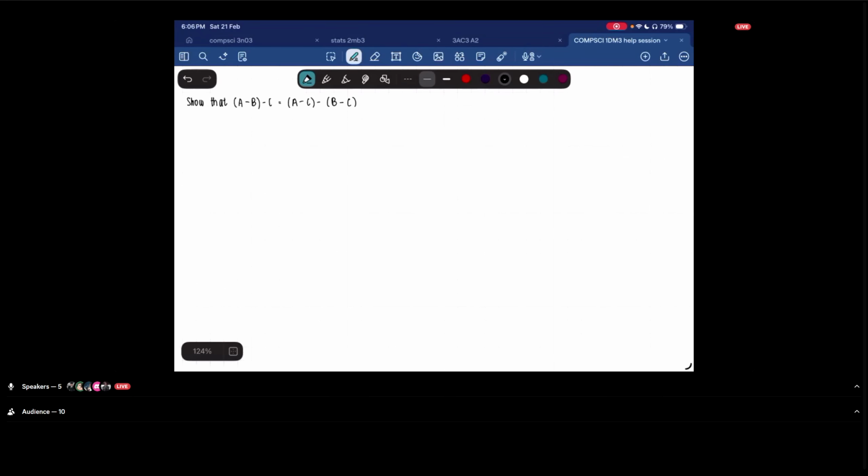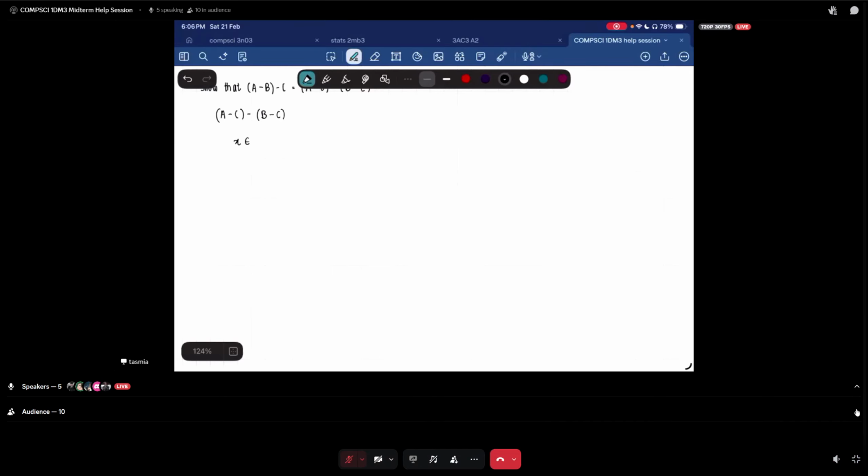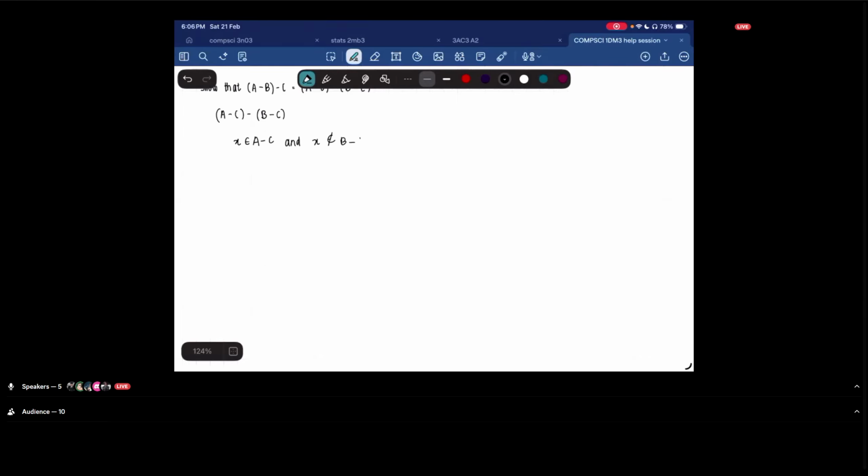I'll start with the basic set inclusion proof. Here it says to show that A minus (B minus C) is equal to (A minus B) minus C. So I'm going to start with the right-hand side first. A minus C minus (B minus C) tells me that X is in A minus C and X is not in B minus C, by the definition of the negative sign, which is complement, basically.